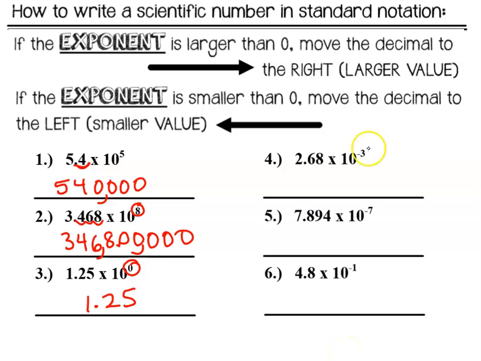Now for the other side. These are going to get smaller. Again, 3 places smaller. 1, 2, 3. And if you run out of digits, you fill them with zeros.